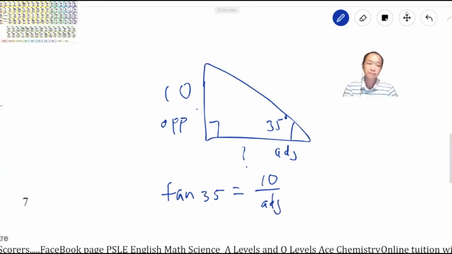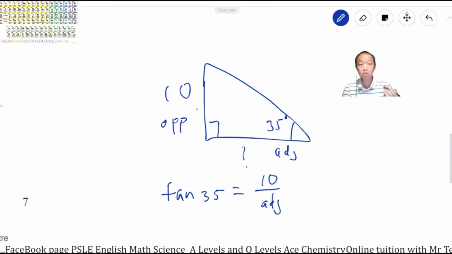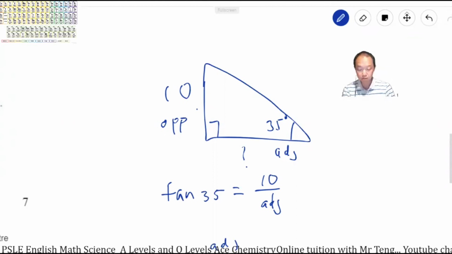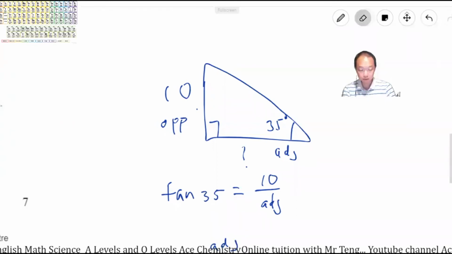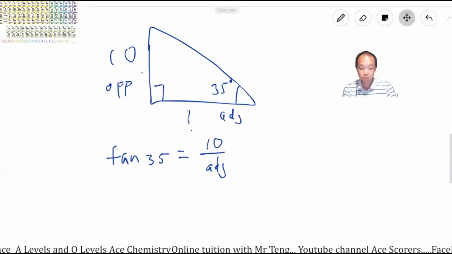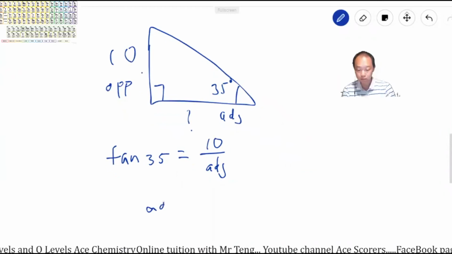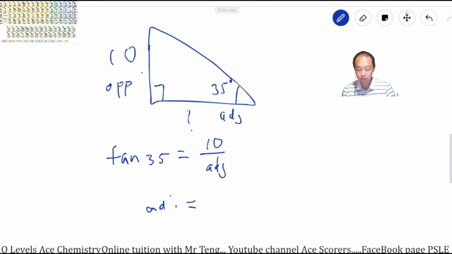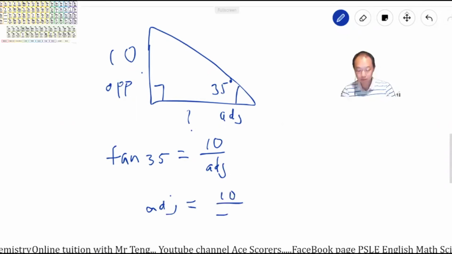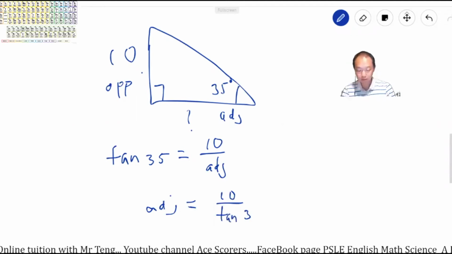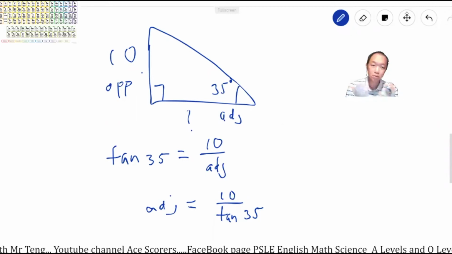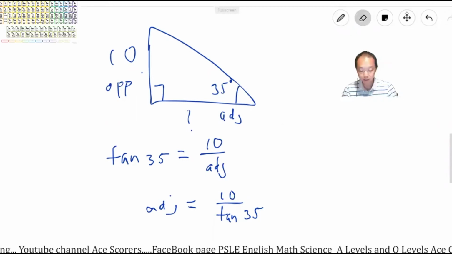So using algebra, if you want to find ADJ, let me shift a bit. If you want to find ADJ, you have to take 10 divided by tangent 35, which, when we refer to the book, tangent 35 is simply 0.7.